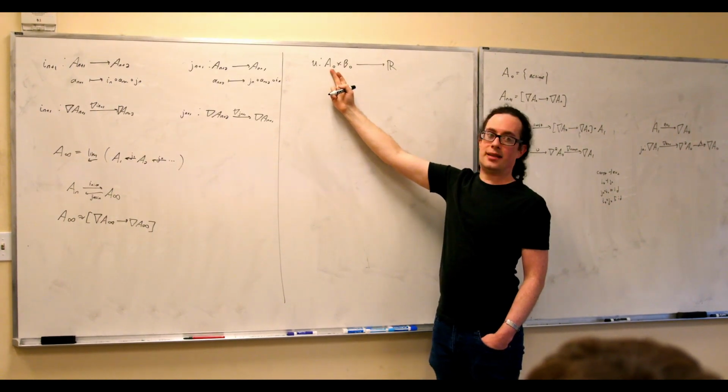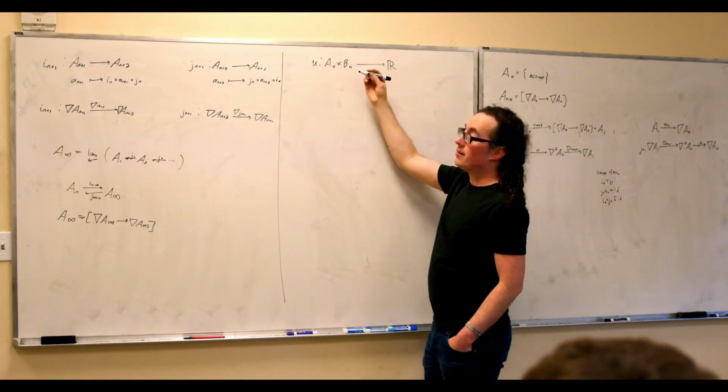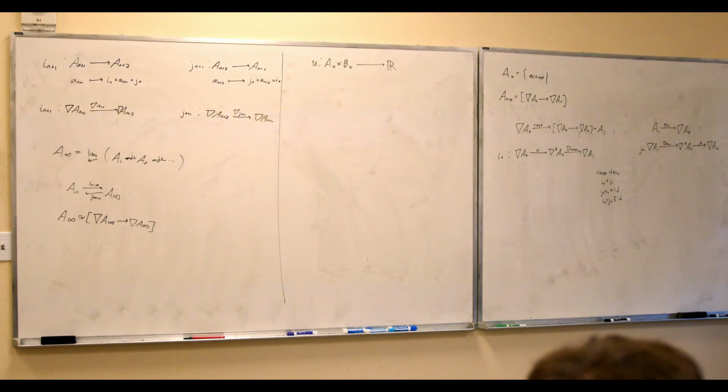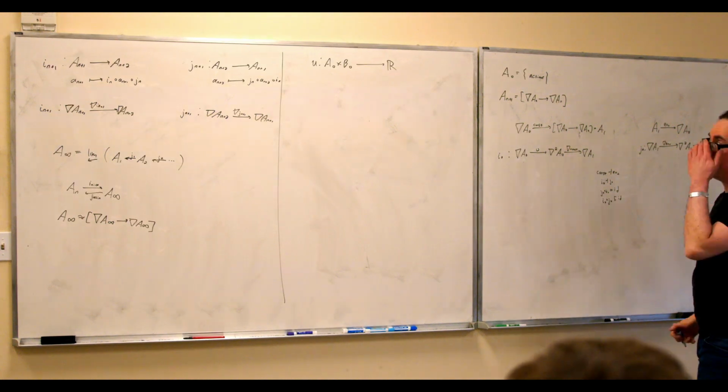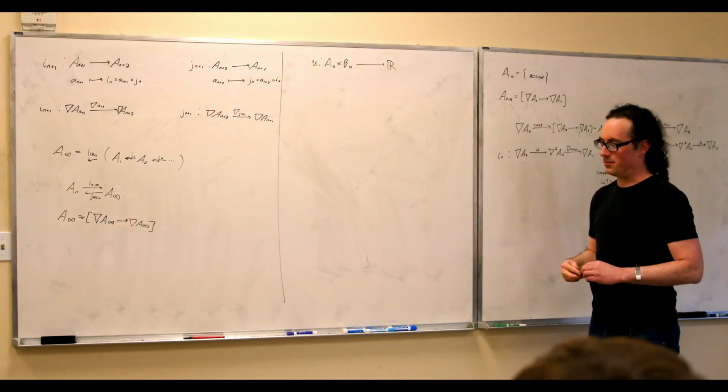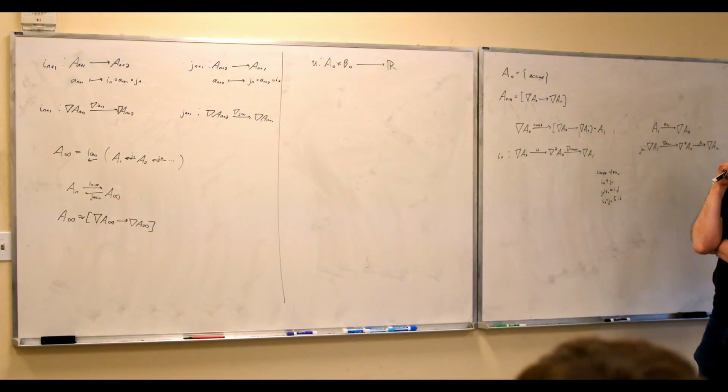So if we have an Alice action and a Bob action, then how much time do we have? Oh, we're over time, into the question time. So cut this short. Okay.